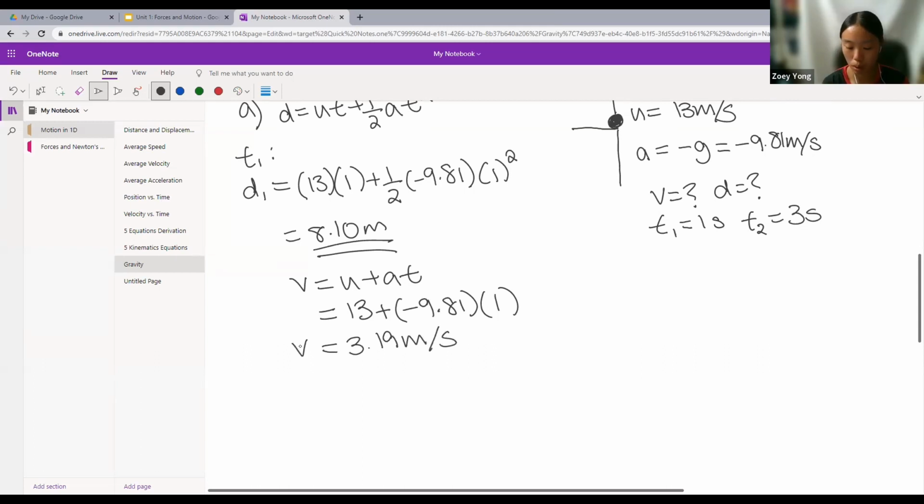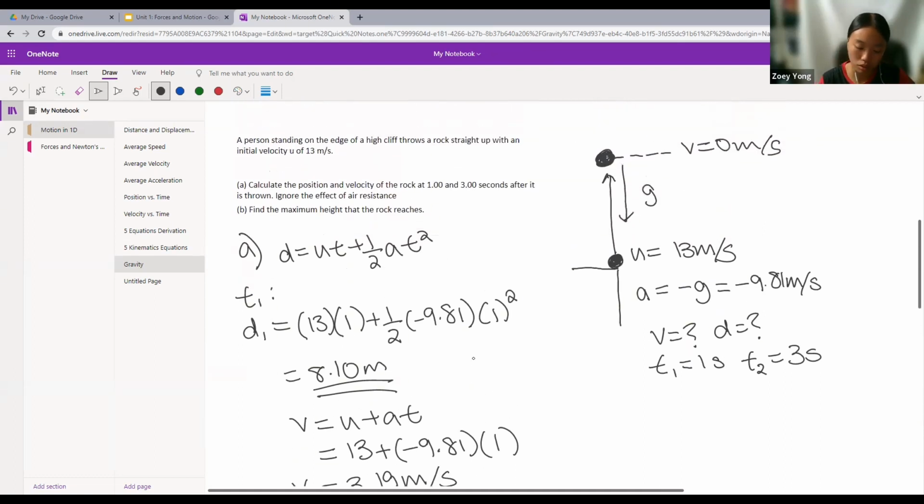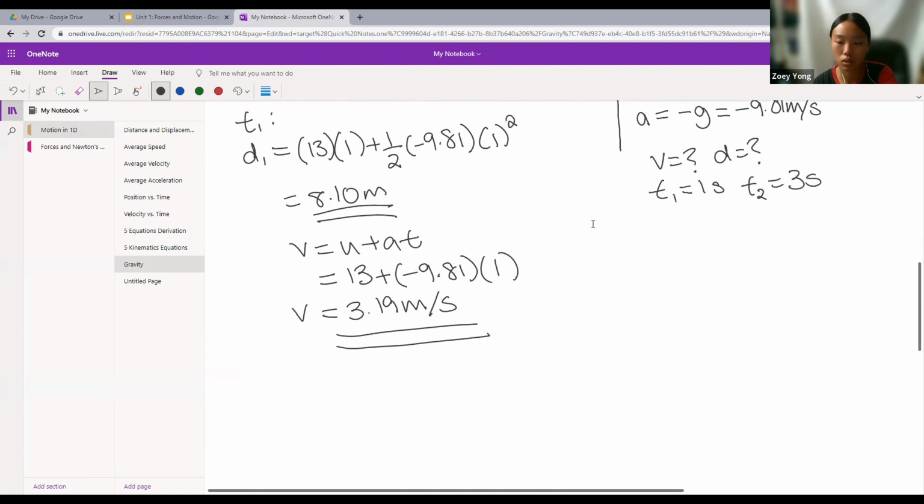This is positive 3.19 meters per second because remember, velocity has a direction. Basically, since it's positive, we know the direction will be up because we're calling this the positive direction and we're calling this the negative direction. So that was for the T1, and now we're going to repeat the same thing for T2.